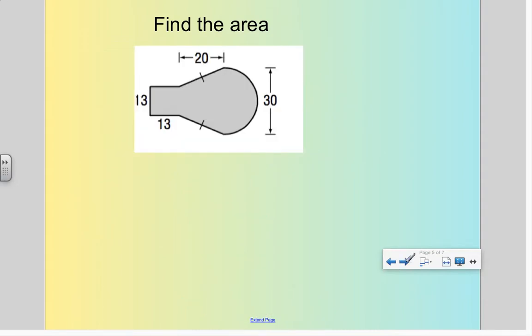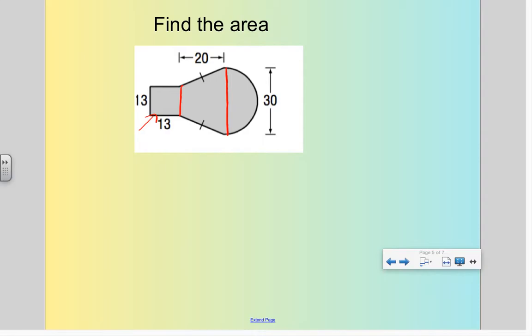Here, we have to look at what our basic figures are again. So we can see we have a square right here. Here we have a semicircle, remember that's half of a circle. And then we have our trapezoid. So they give us our height of our trapezoid. So let's go ahead and do the square first.